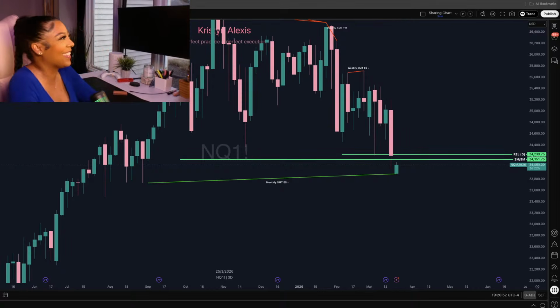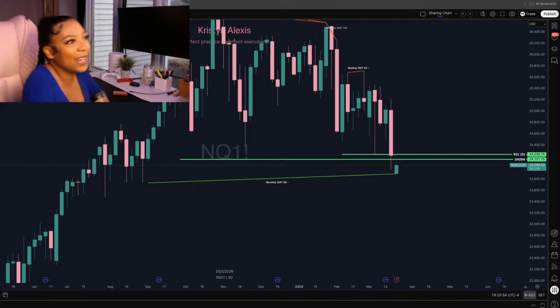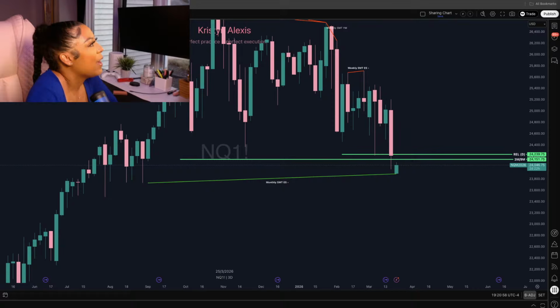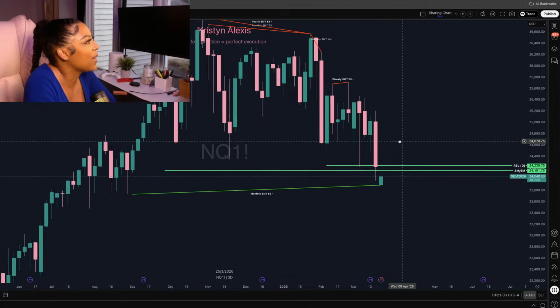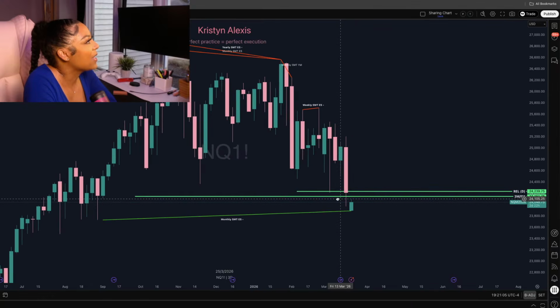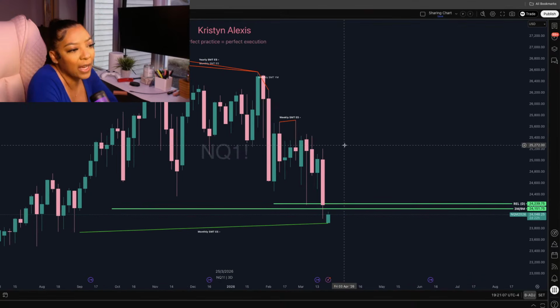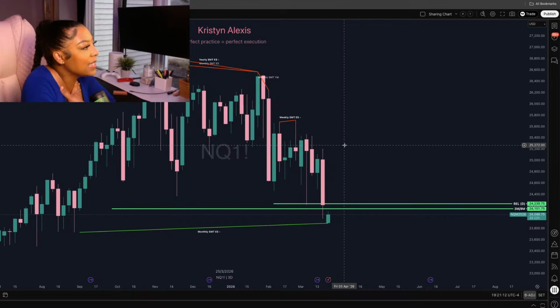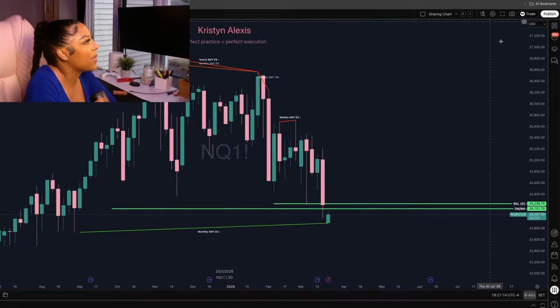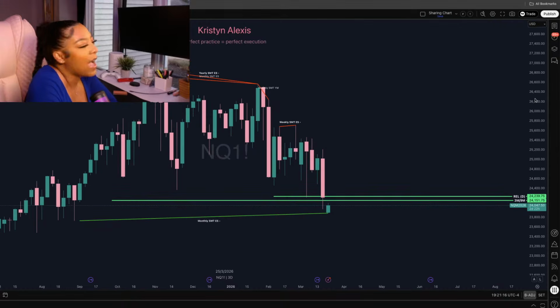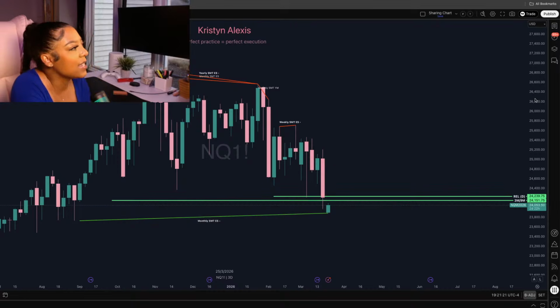I wanted to do this because I've been talking a lot on Threads about what I see, but I figured there's no better way to do it than to just go ahead and get on live. So I've got a clean chart here, and I think it would be helpful to talk through my ideas, and then we can go from there. So with that being said, I'm looking at NQ. For those of you who are not familiar with futures, it's the NASDAQ, aka QQQ.